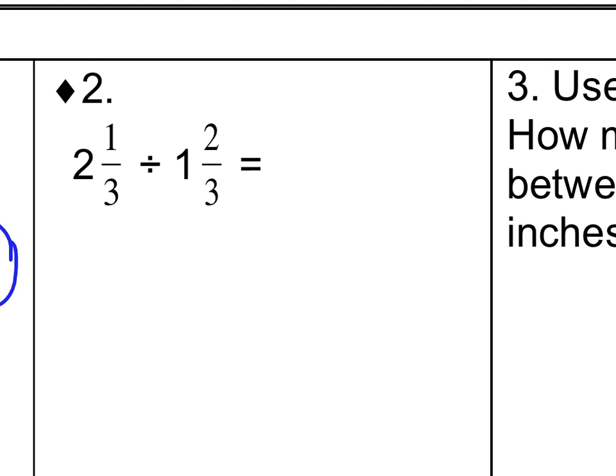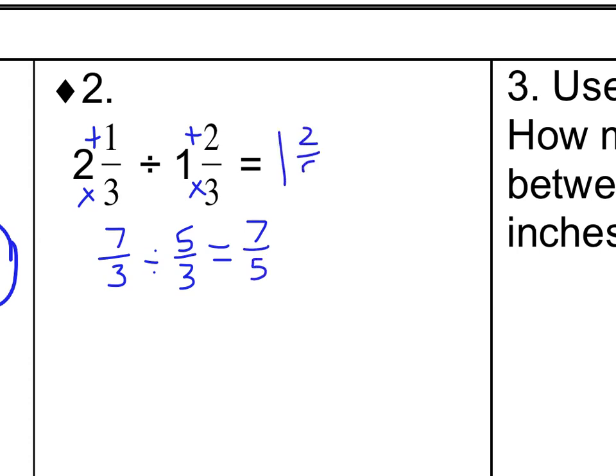Number 2 is a bit easier because they already gave us like denominators, so let's just make them improper and divide. 3 times 2 is 6, plus 1 is 7, so 7/3 is the same as 2 and 1/3. Divided by 3 times 1 is 3, plus 2 is 5/3, which is the same as 1 and 2/3. And now we just have 7/5, which means I can pull out 1 whole, and that would leave me 2/5. That is my final answer.